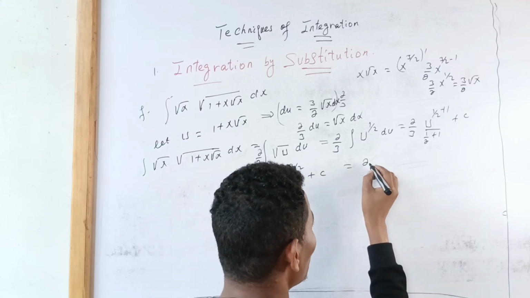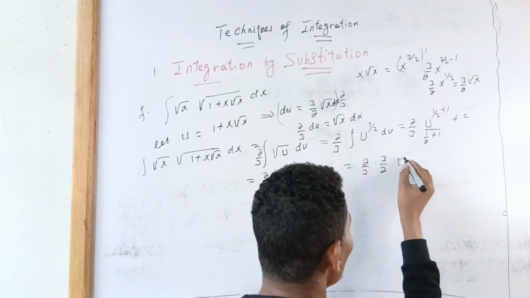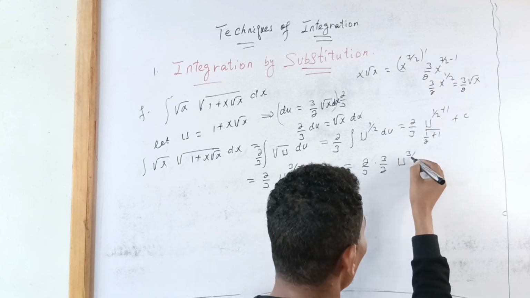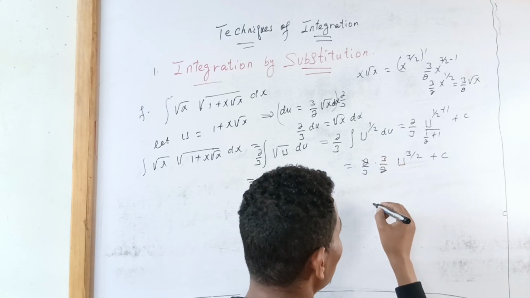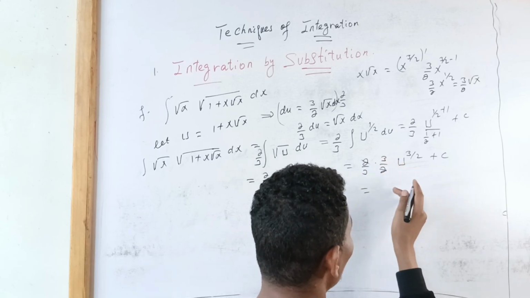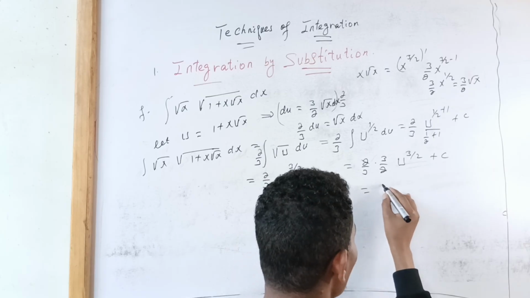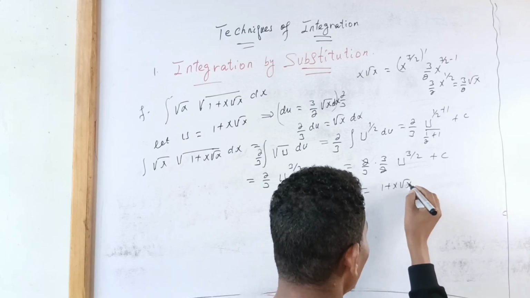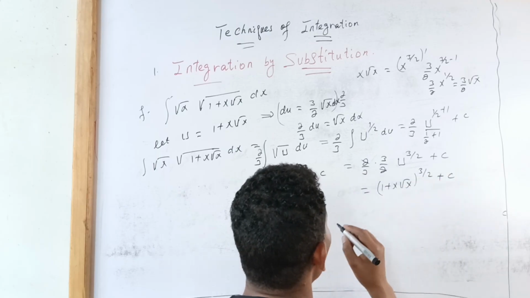This is equal to 2 over 3 times 3 over 2 u to the power of 3 over 2 plus the constant c. So this one is cancelled. Then u to the power of 3 over 2 is the same as 1 plus x radical x to the power of 3 over 2 plus the constant c.